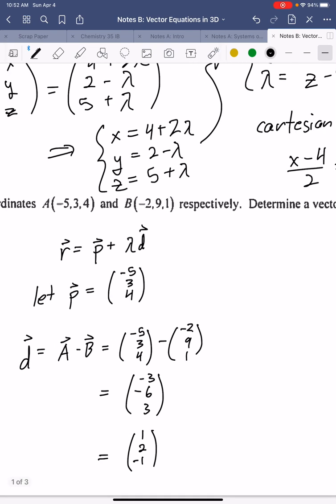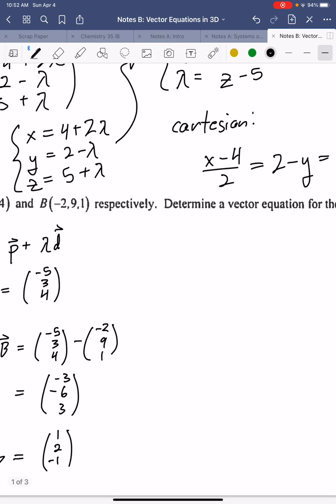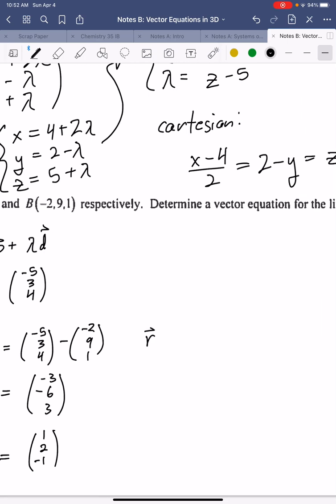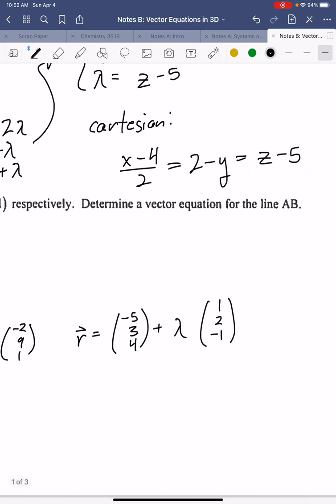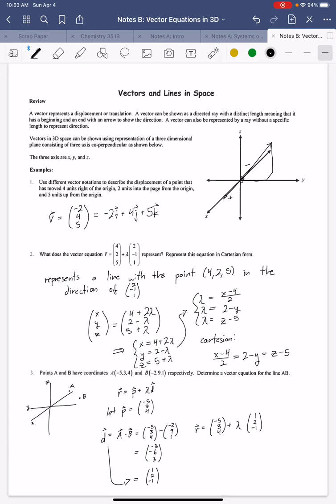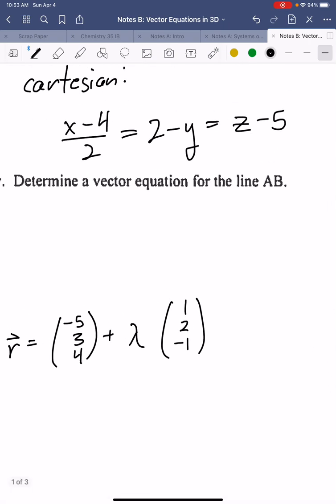So that's our D. So therefore, our vector equation is going to be (-5, 3, 4). That's our position vector, plus lambda times (1, 2, -1), because that's the direction. So that's our vector equation, and our reminder is that lambda is an element of the real numbers.